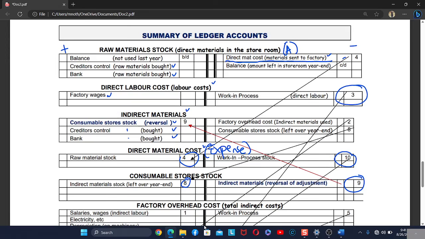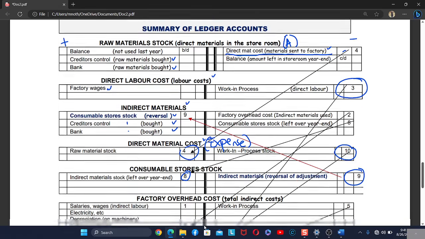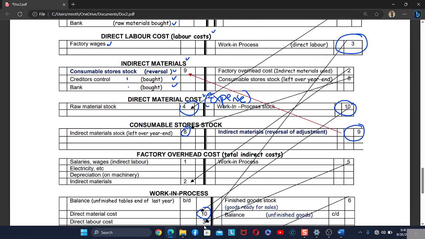And then we have the direct material cost. We have already talked about this one. Now, consumable stores stock. So we're transferring from indirect material to the consumable stores. So I've talked about this one. And then we also have to reverse the previous year indirect material. We are reversing it to the indirect material, right?